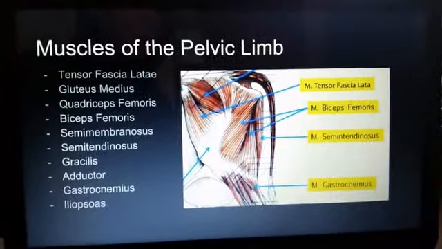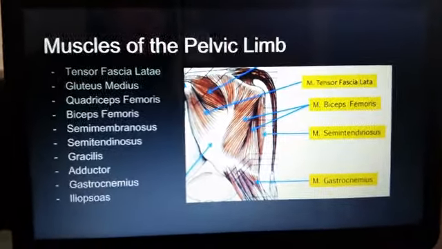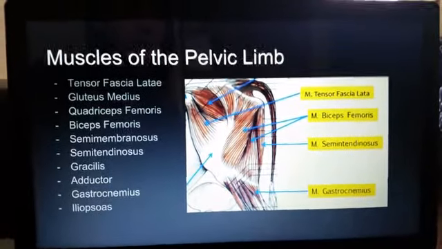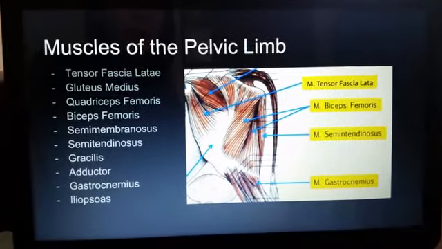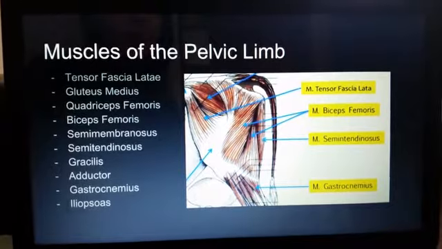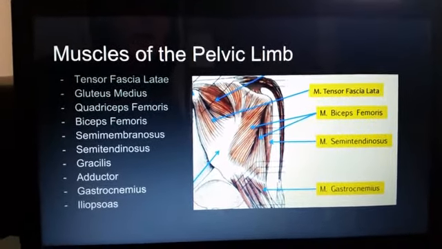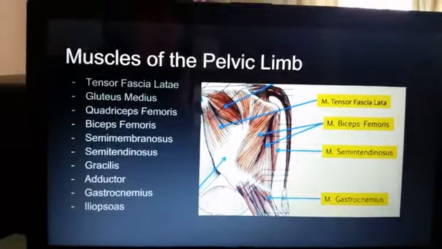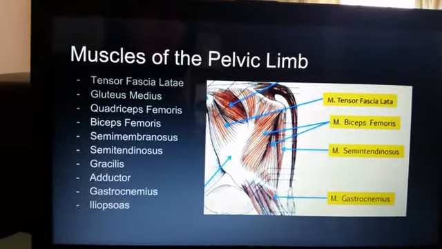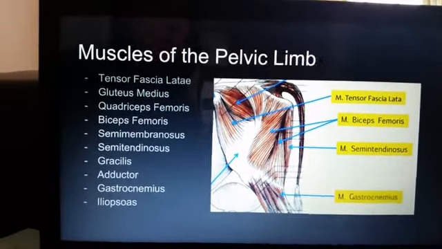So as you move to the rear portion of the animal, you will start looking at the muscles of the pelvic limb, which include the iliopsoas, the gastrocnemius, the adductor, gracilis, semitendinosus, the semimembranosus, the biceps femoris, the quadriceps femoris, the gluteus medius, and the tensor fasciae latae.